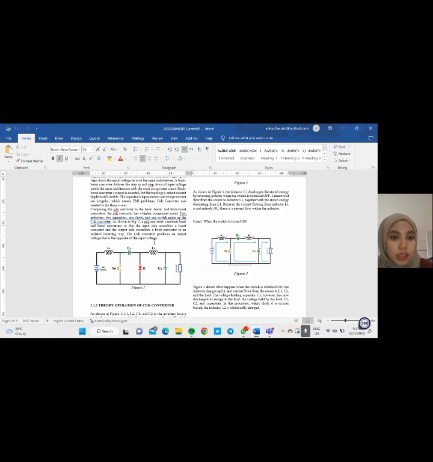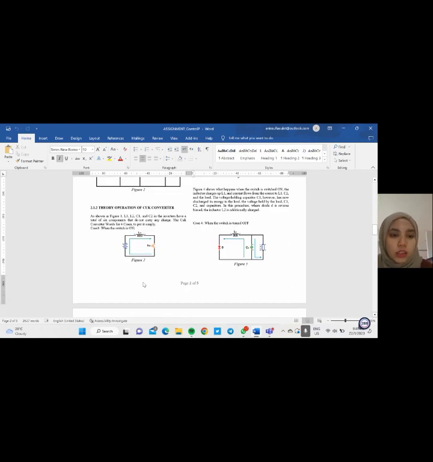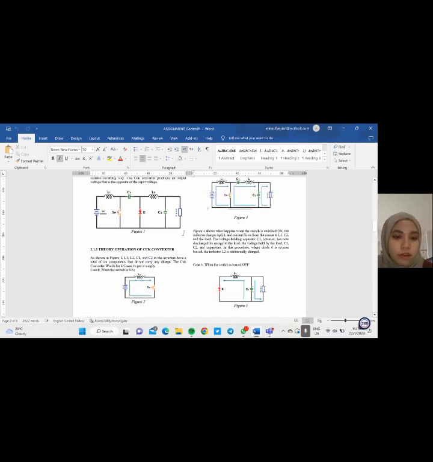The Cuk converter produces an output voltage that is opposite of the input voltage. This is figure 1. For the theory of operation of the Cuk converter, as shown in figure 1, we have L1, L2, C1, and C2. The converter has a total of 6 components that do not carry any charge. The Cuk converter works in 4 cases, to put it simply.